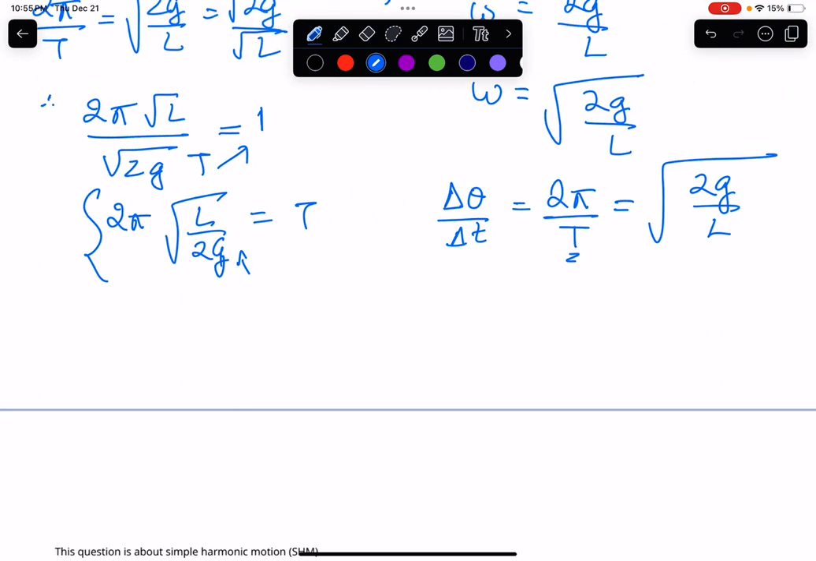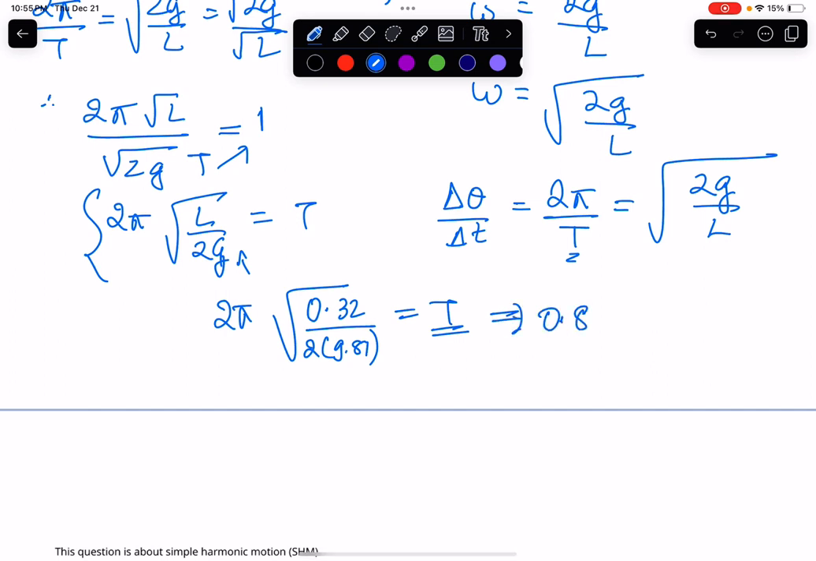Now in this case, 2 pi square root of L by 2g is equal to t. So this is 2 pi times the square root of L. So L we found was 0.32 meters, and then 2g is 2 times 9.81, and this gives you the time period. And then if you solve for this, then this simply ends up becoming 0.8 meter per second. Okay, so that is how we can look at these things. All right.